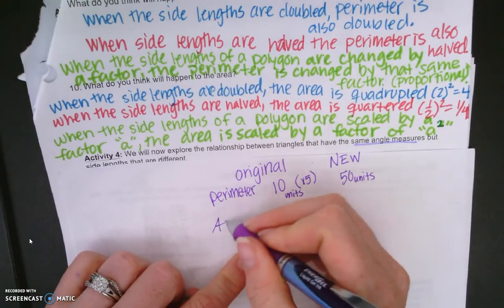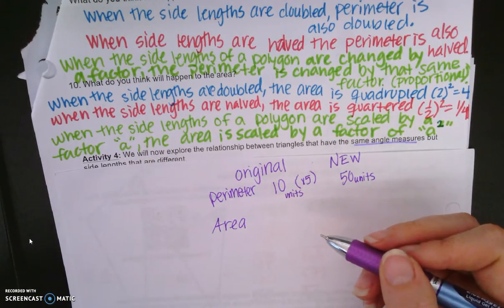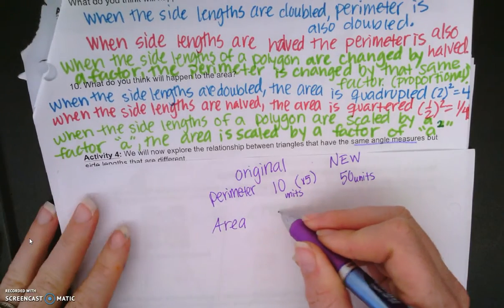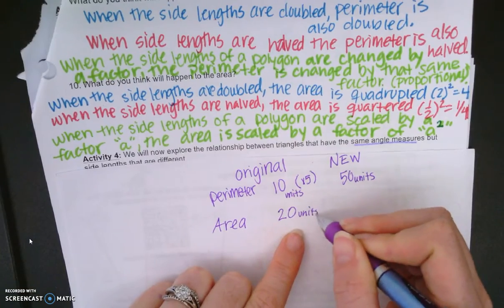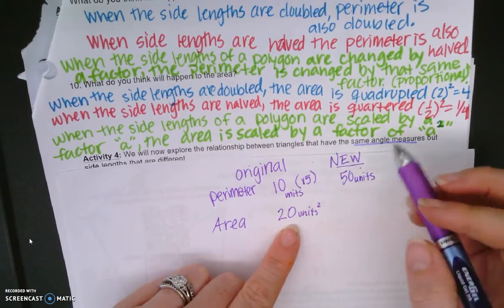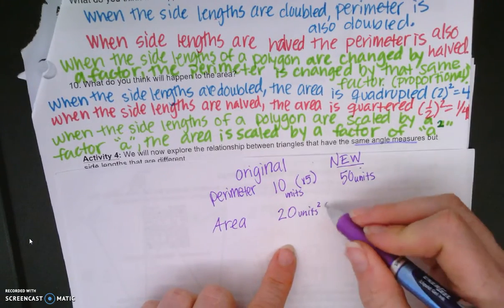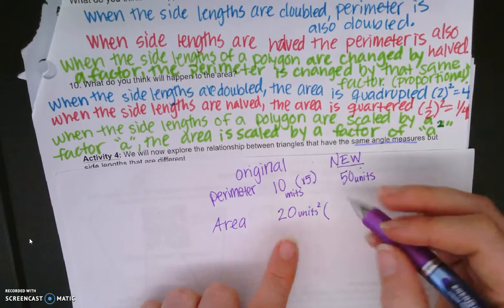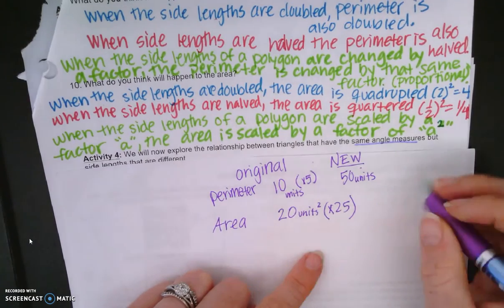Well, let's talk about our area. What if our area of this shape is 20 units squared? Well, that means our new shape, it's not just going to multiply the area by 5, it's going to multiply by 5 squared times. What's 5 squared? Well, that's 5 times 5. Well, that's going to be 25 times larger.